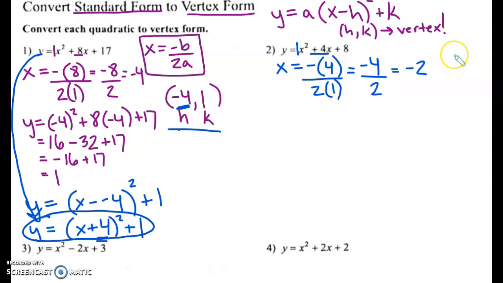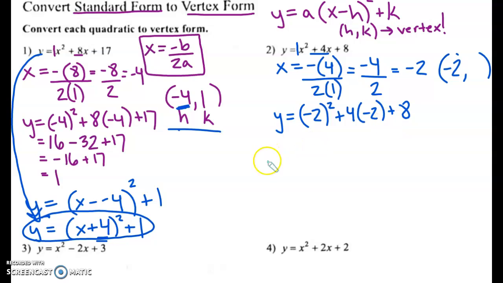So for my vertex, I've got a negative 2 as the x value. Okay, I got to go find the y, so I'm going to plug it into the function right here. I'm going to plug in negative 2 everywhere I see an x. And I'm going to use parentheses because it's negative and things are getting squared and it could just get all sorts of crazy.